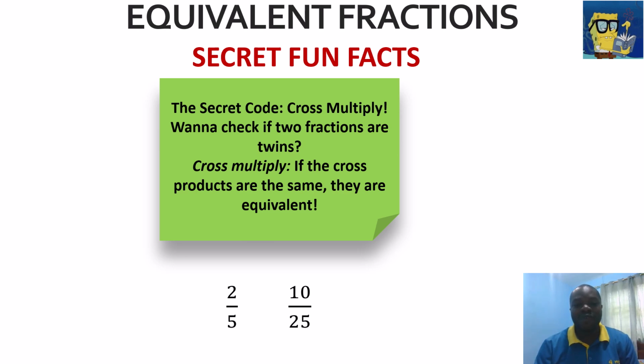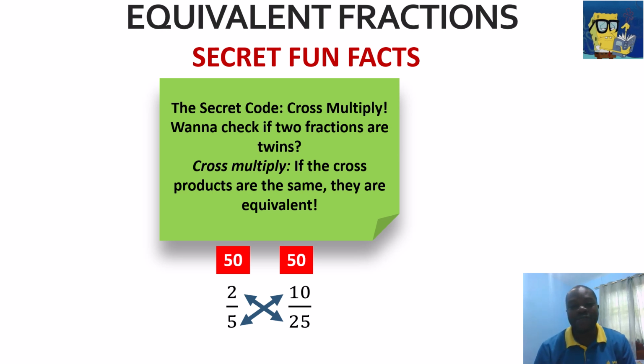So we have to check whether 2 out of 5 and 10 out of 25 are the same. So we just have to cross multiply. So 2 times 25, what is that? You're right, 50. And then we cross multiply again. 5 times 10, what's the answer for this? You're right, also 50. So once we have the same products, after we have cross multiplied, we realize we have equivalent fractions. I hope you enjoyed this lesson in equivalent fractions.